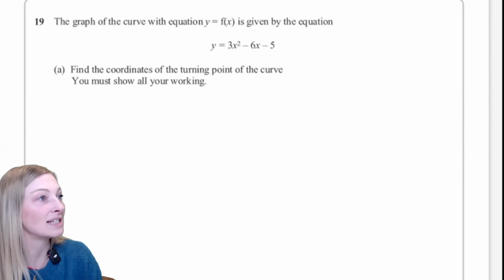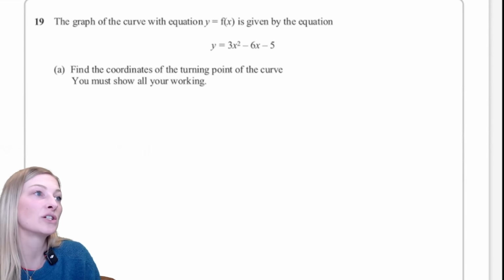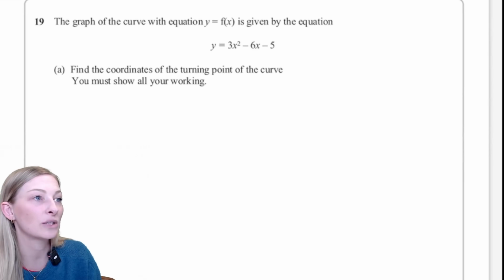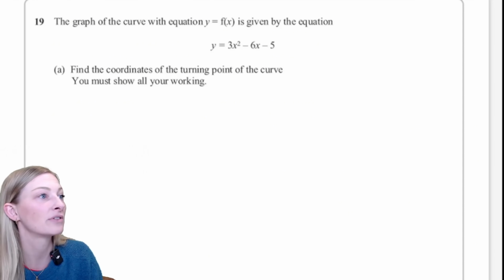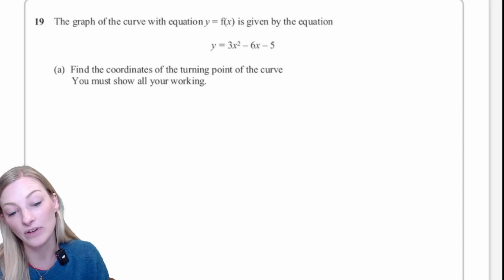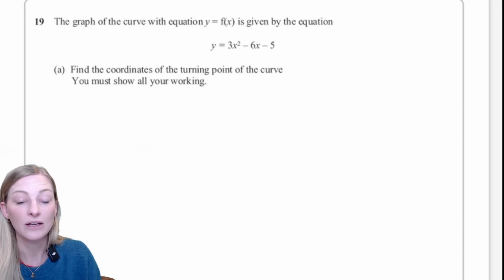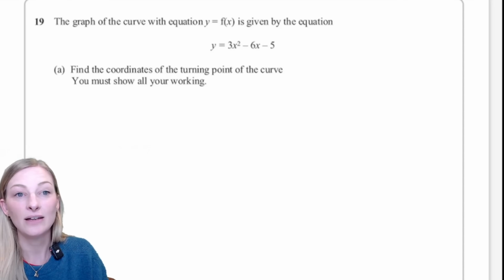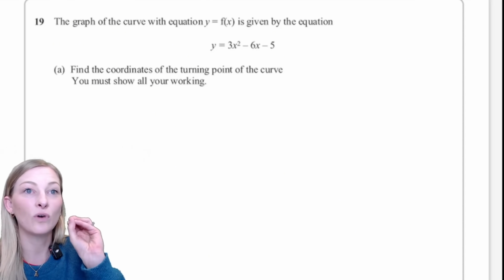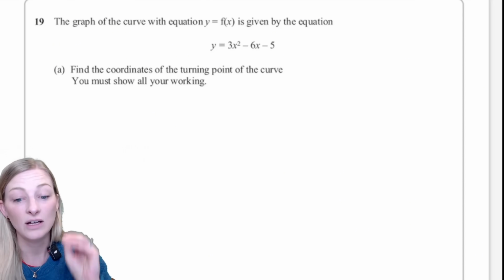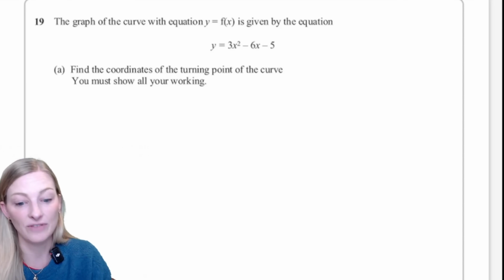Question number 19. The graph of the curve of equation y equals f of x is given by the equation y equals 3x squared minus 6x minus 5. Find the coordinates of a turning point of the curve. You must show all your working. So here we are completing the square, but completing the square is always tricky when you've got a coefficient greater than 1, a number greater than 1, in front of the x squared.